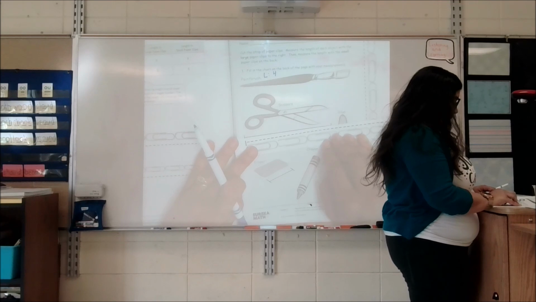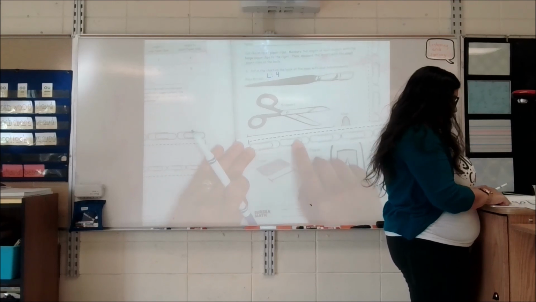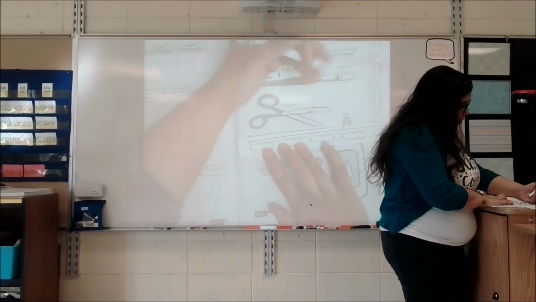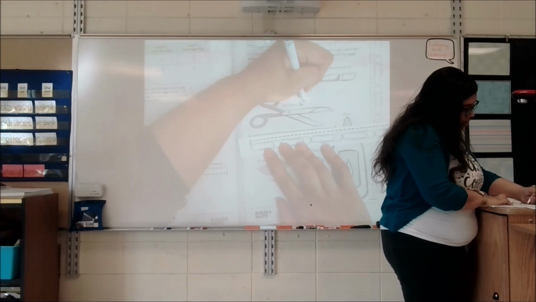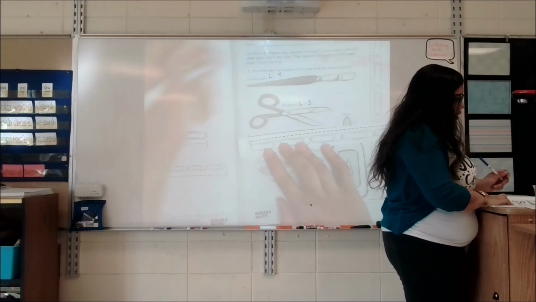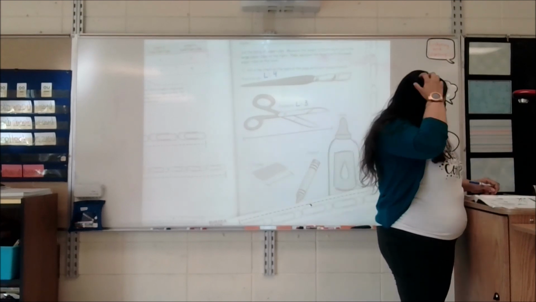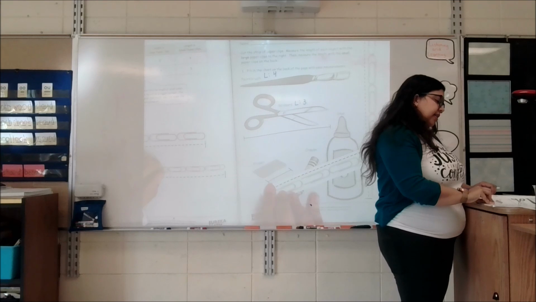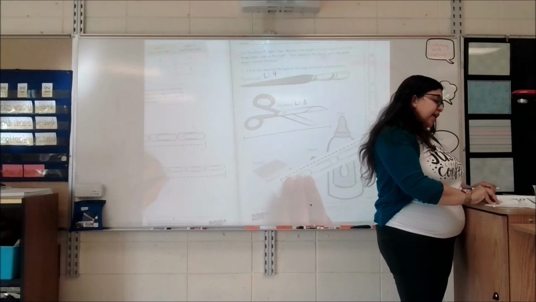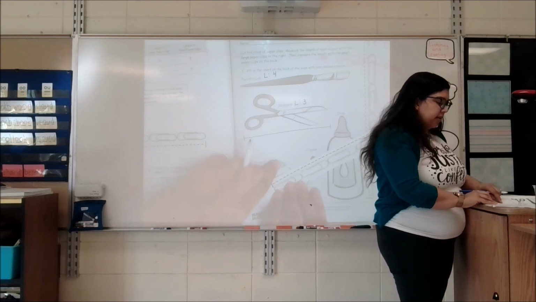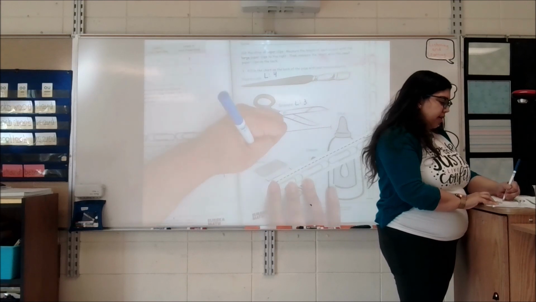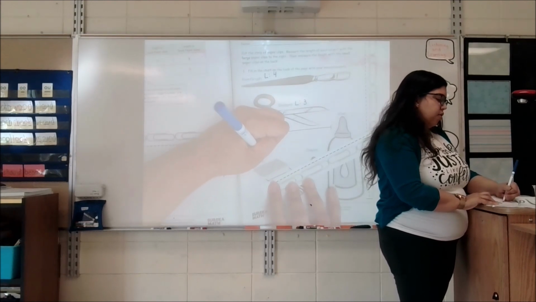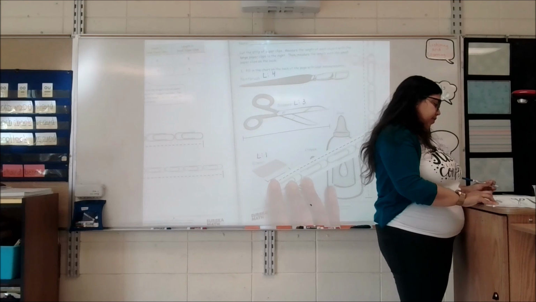This pair of scissors is about 1, 2, 3 large paper clips long. So the scissors is about 3 large paper clips. Now let's look at the eraser. Again, they gave us a starting line, and I'm going to start right here at the end. I'm going to line it up with the first paper clip, and we see that it's a little less than 1. So the eraser is about 1 large paper clip.